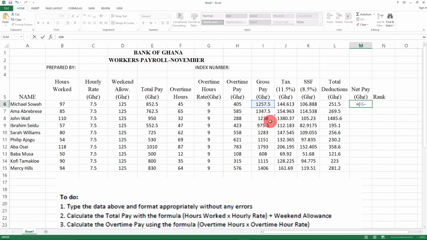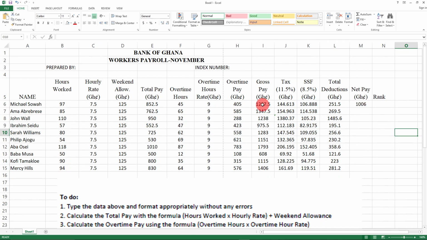minus L6. All right, you get it. We are subtracting this from this. If you bring this first, you're going to get a negative, because this is smaller than this. So I6 minus L6 to get the net pay. All right, so it means that Michael will be going home with 1,006 at the end of the month.